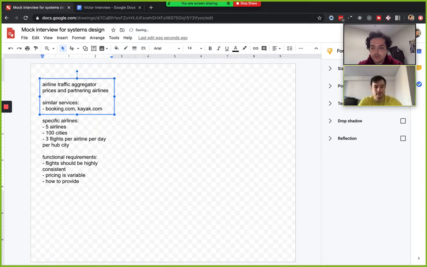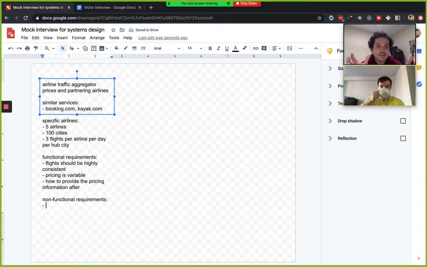Okay, how to provide the pricing information after. Yeah. Okay. So I'm going to put that in non-functional requirements. For the core actions it's not necessary, but it's something that would be a nice to have. So personalization of user metadata.